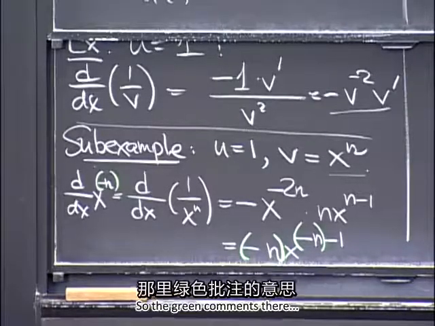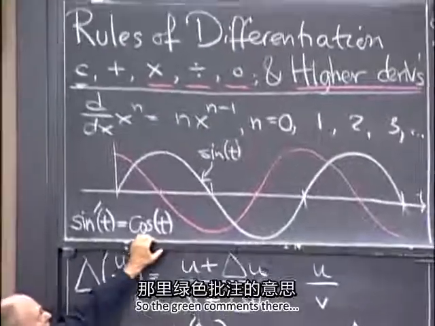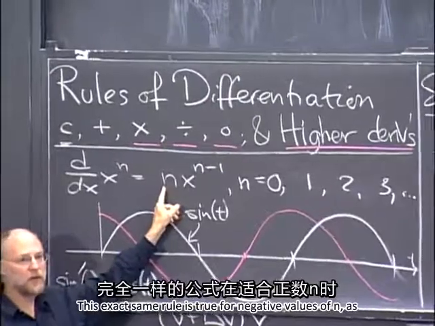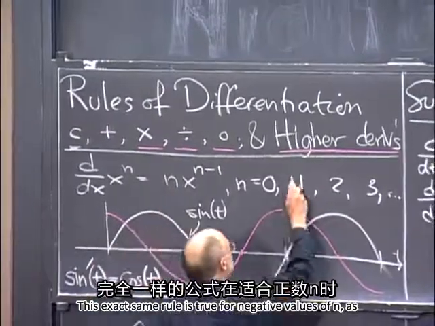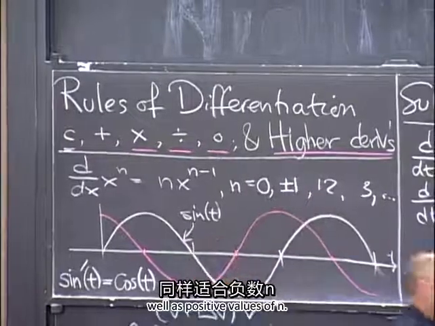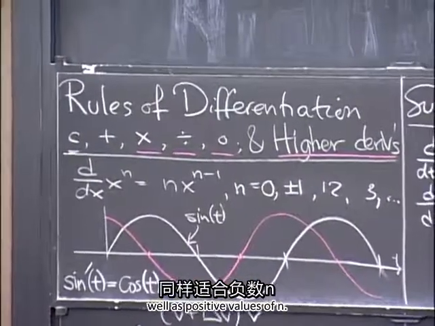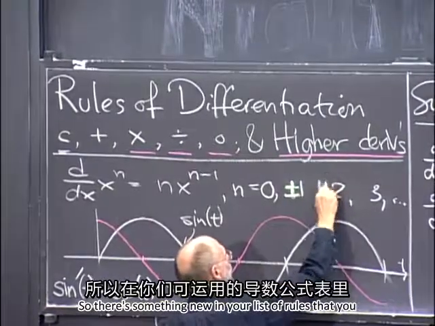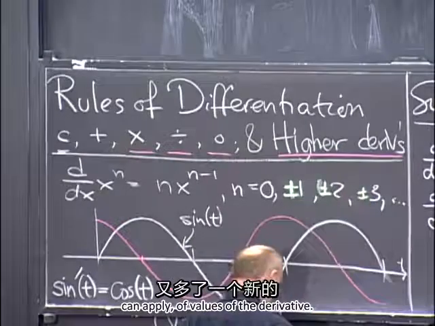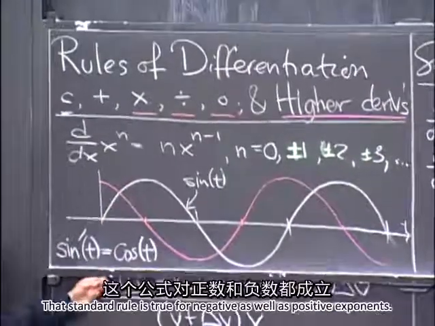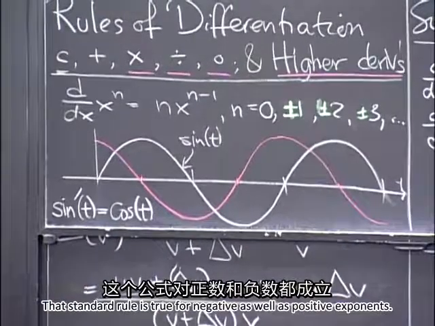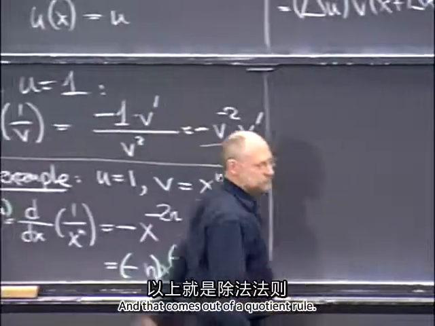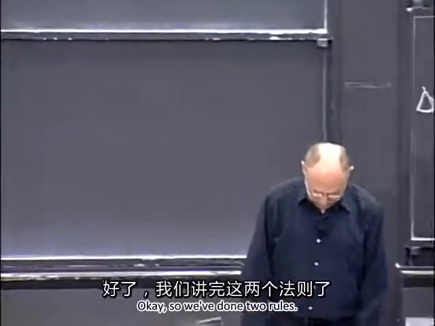So the green comments there, what they say is that I can enlarge this rule. This exact same rule is true for negative values of n as well as positive values of n. So there's something new in your list of rules that you can apply, of values of the derivative. That standard rule is true for negative as well as positive exponents. And that comes out of the quotient rule.